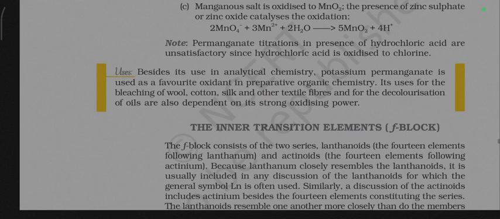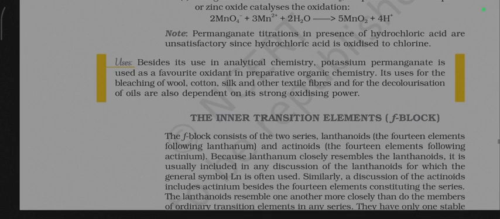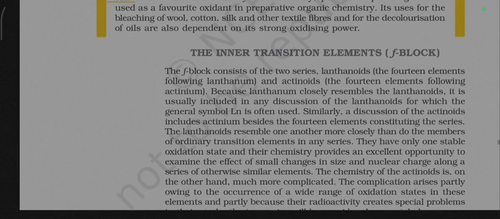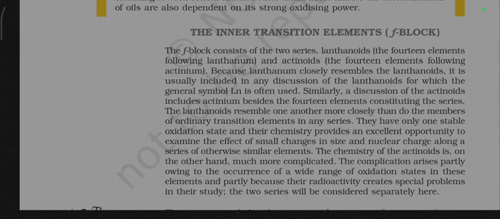Besides its use in analytical chemistry, potassium permanganate is used as a favorite oxidant in preparative organic chemistry. Its uses for the bleaching of wool, cotton, silk and other textile fibers and for the decolorization of oils are also dependent on its strong oxidizing power.